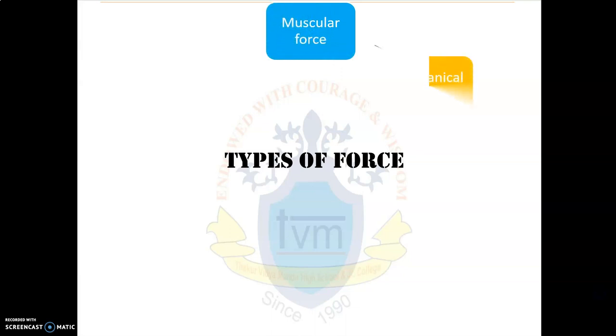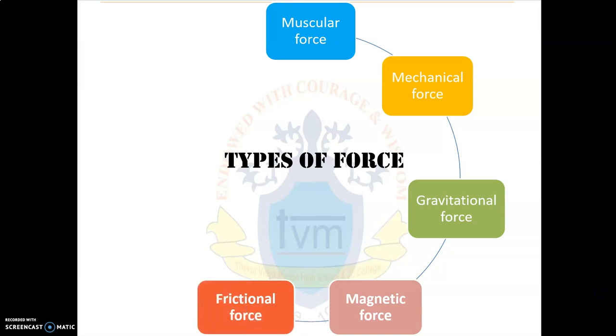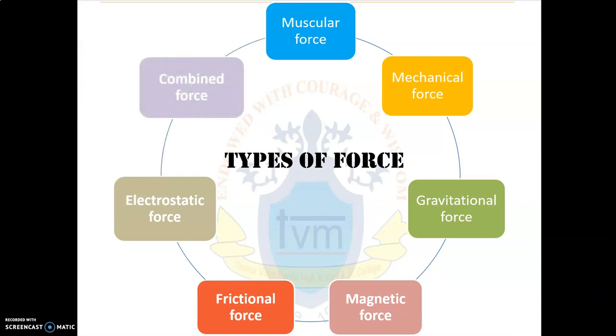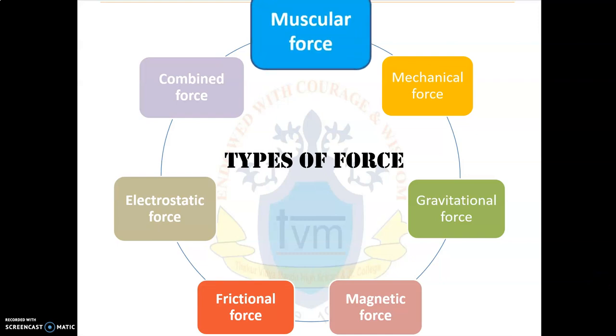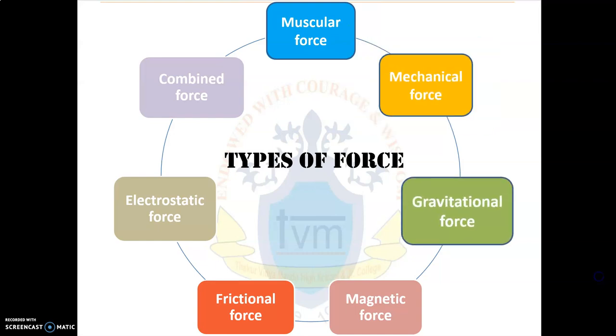Muscular force, mechanical force, gravitational force, magnetic force, frictional force, electrostatic force, and combined force. In this session, we are going to study muscular force, mechanical force, and gravitational force in detail.